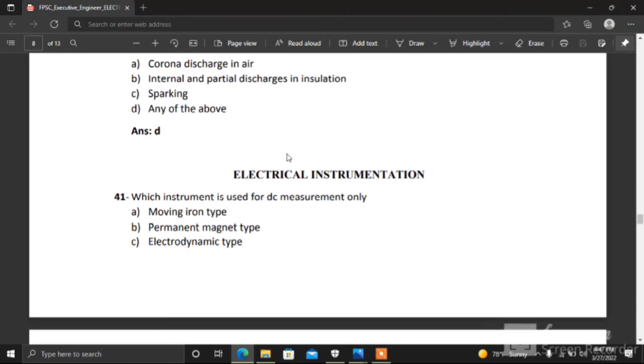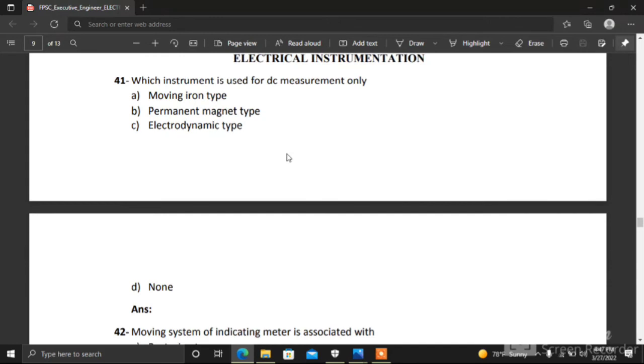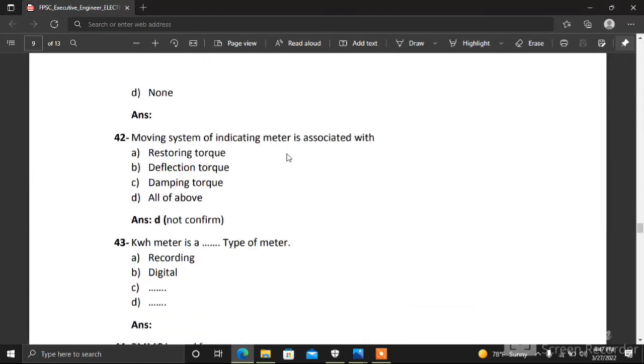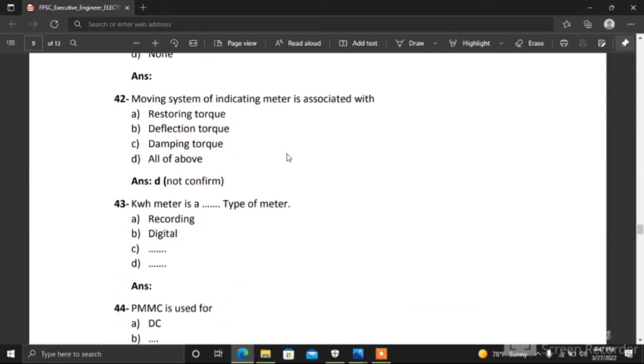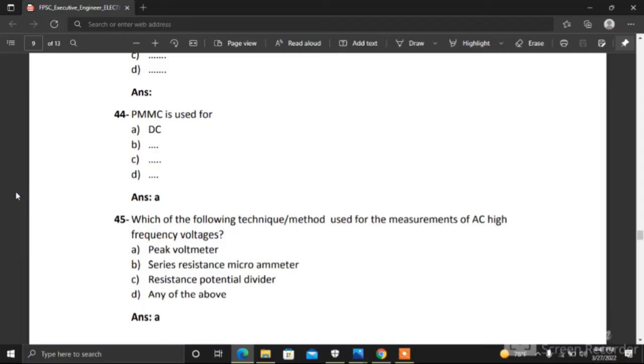Which instrument is used for DC measurement only? Correct option is permanent magnet type instrument. B is the correct option here. Moving system of indicating meter is associated with, correct option is D, all of above: damping, deflection and restoring torque. Kilowatt hour meter is an energy type of meter. Correct option is C. PMMC stands for permanent magnet moving coil. It is used for DC measurement. Which of the following methods is used for measurement of AC high frequency voltage? The correct option is A, peak voltmeter.